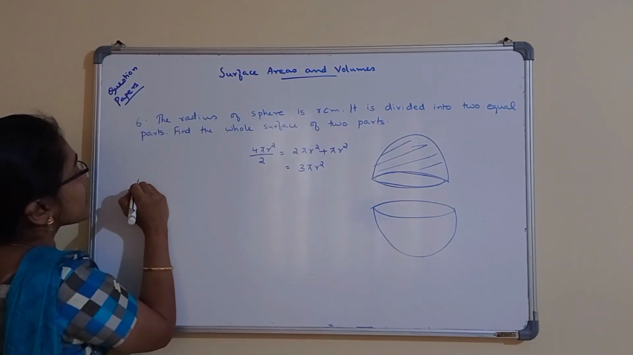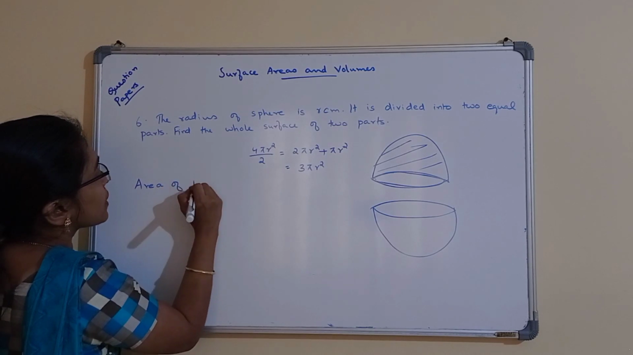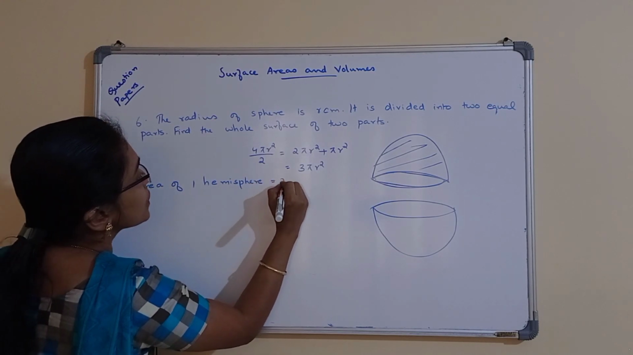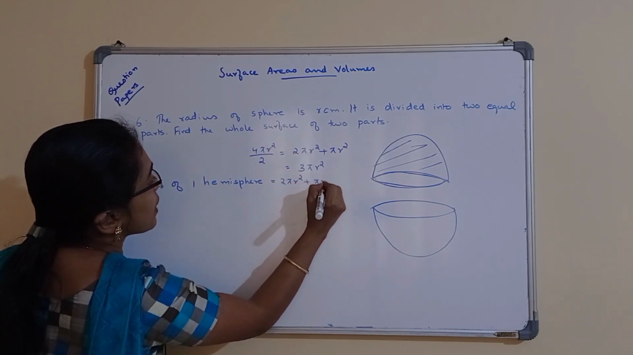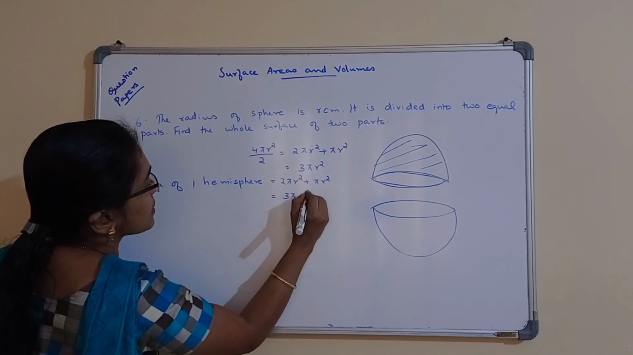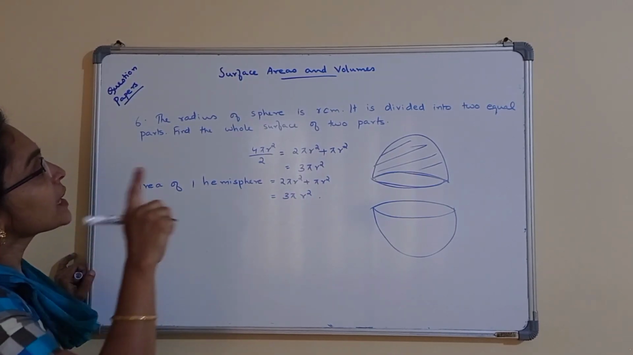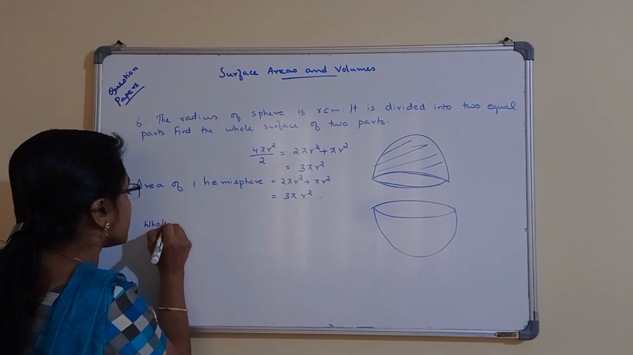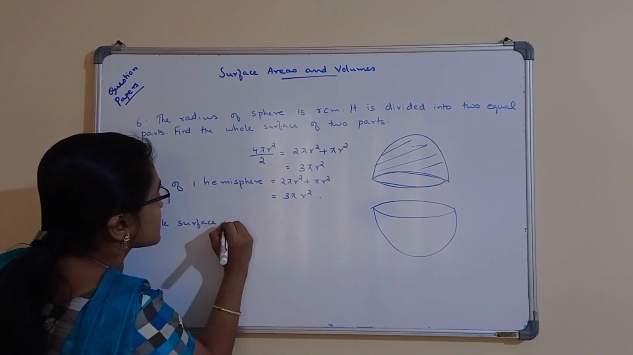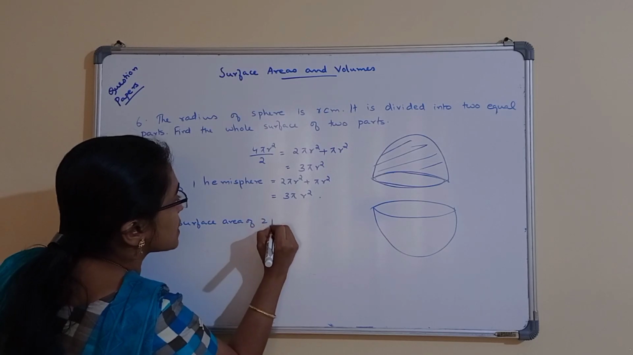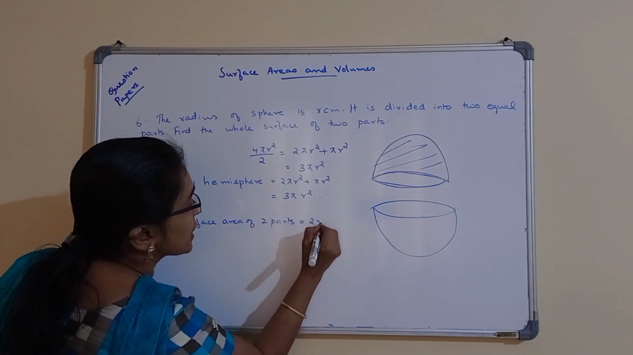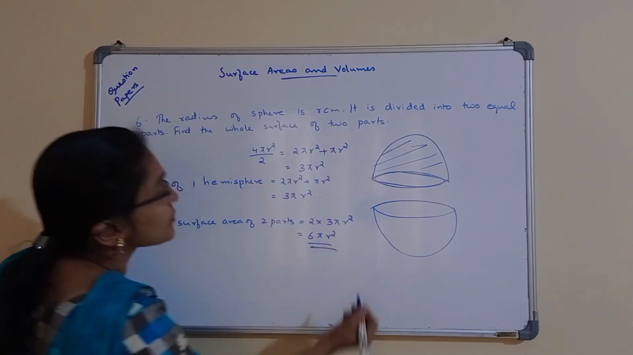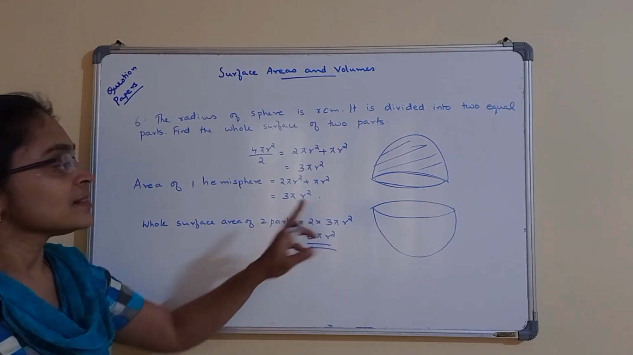Okay, so we can write area of one hemisphere is equal to 2 pi r square plus pi r square, which is equal to 3 pi r square. Okay, now area of whole surface of two parts. Whole surface area of two parts is equal to 2 into 3 pi r square, which is equal to 6 pi r square. So this is the answer. Okay.